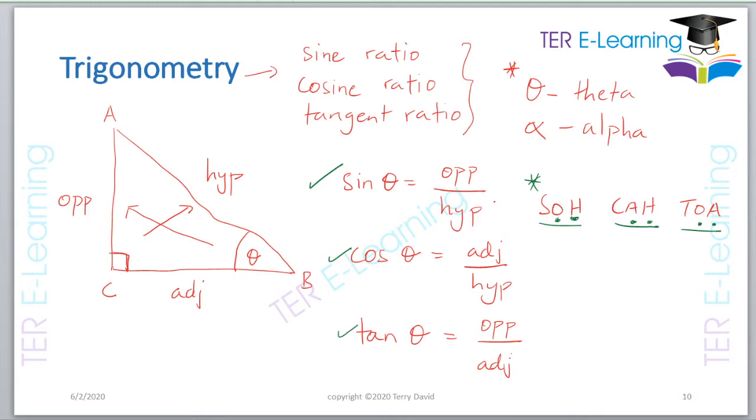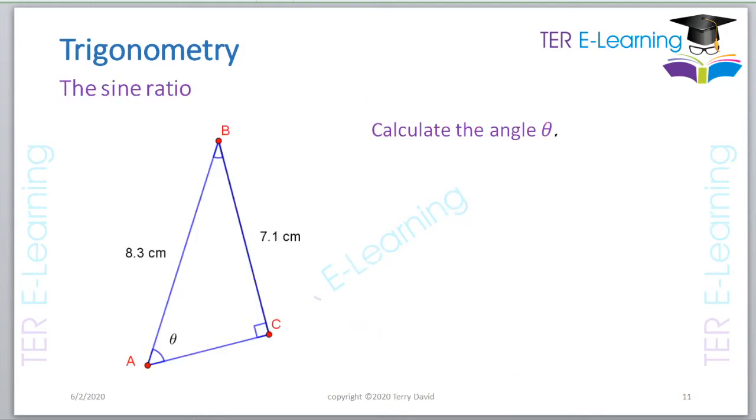Now, let's look at an example. The first one we're going to look at is the sine ratio. There are three different questions they can bring on each of the triangles or each of the ratios. So the first one here, we have a triangle. Before I can use the sine ratio, cosine ratio, or tangent ratio, it must be a right angle triangle. I've seen students come to me and say, sir, this is how we're working this out. And I'll be like, no, it's not a right angle triangle.